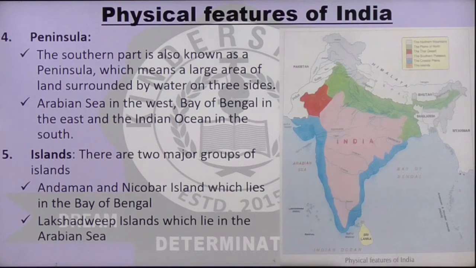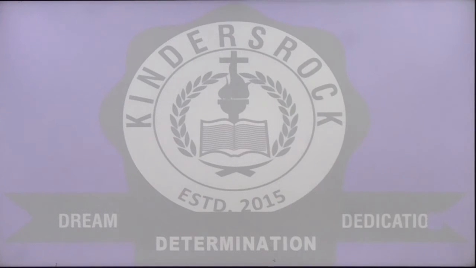So India claims these two islands to be its land. Okay, so we have two groups of major islands. They are Andaman Nicobar Islands and Lakshadweep Islands. Remember that. Okay, now let us look at the political division.